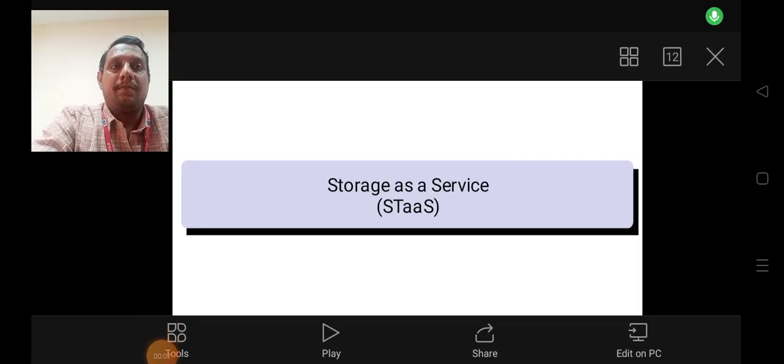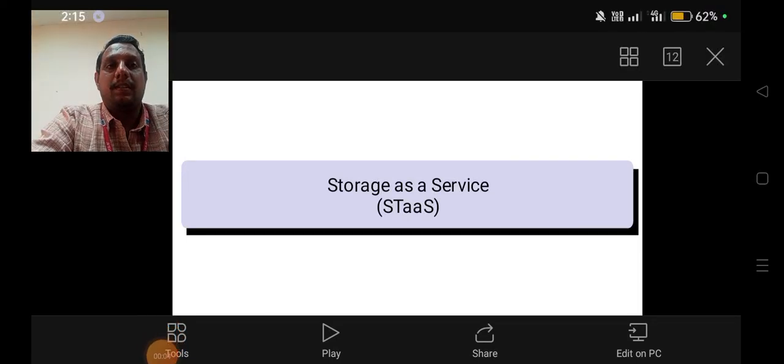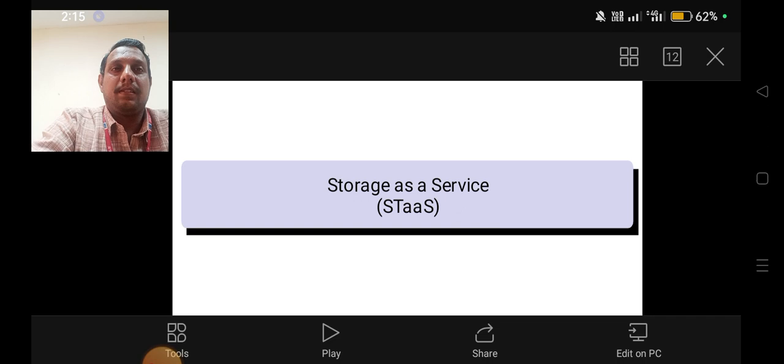Good morning, students. Now we are going to see about the cloud computing topic, storage as a service, STaaS. Storage as a service is one of the services in cloud computing.